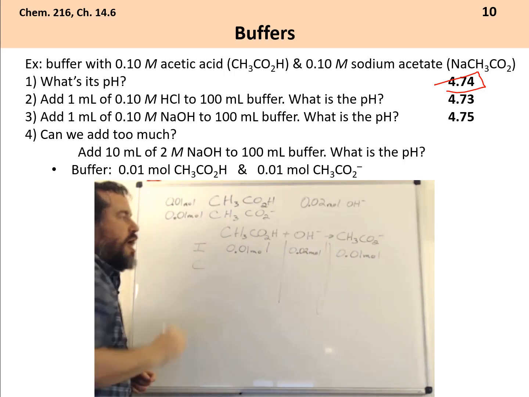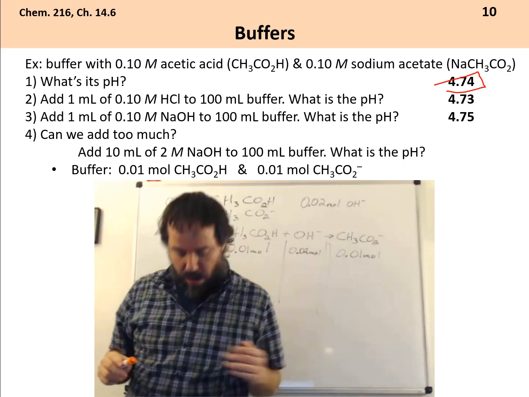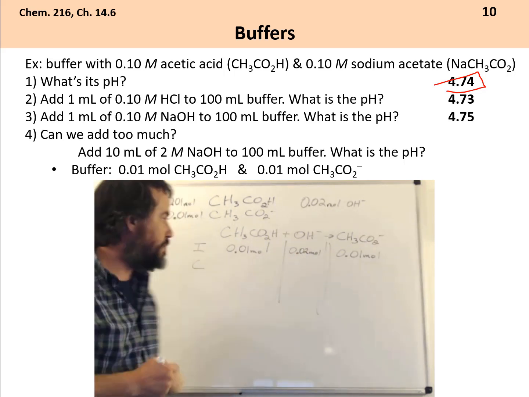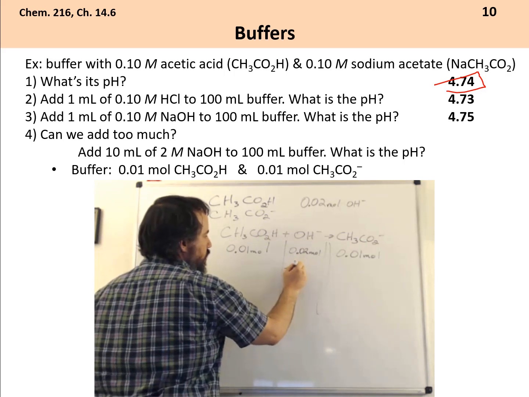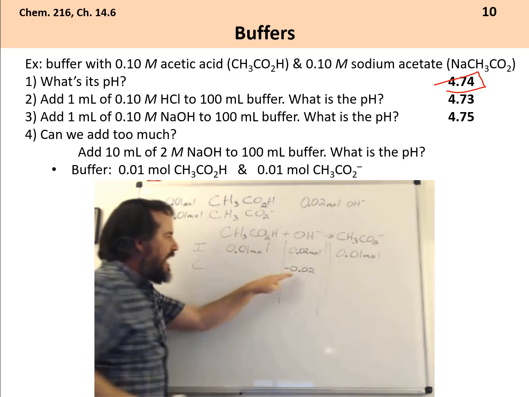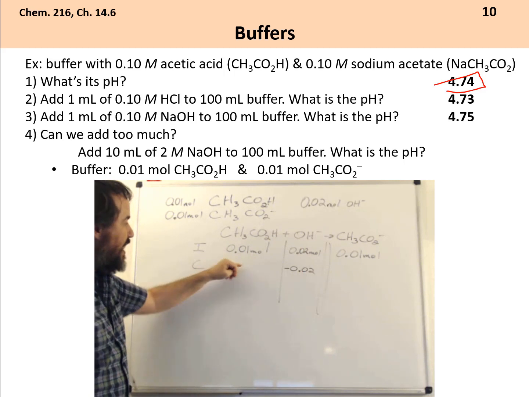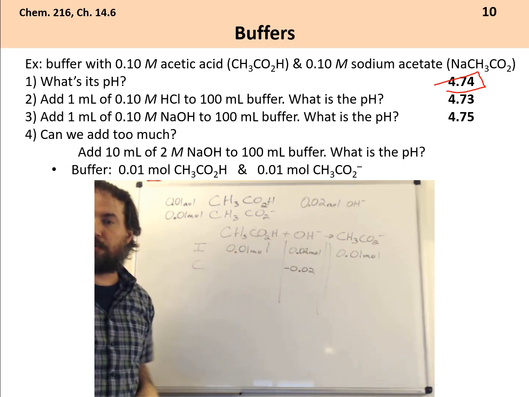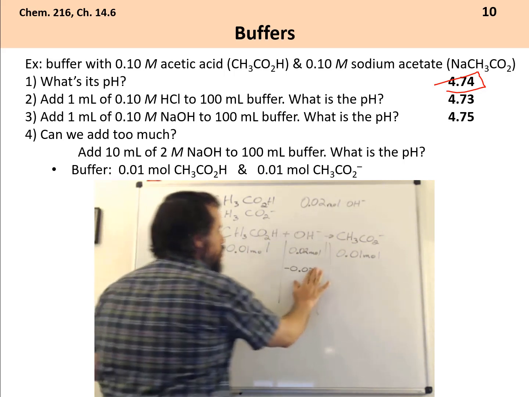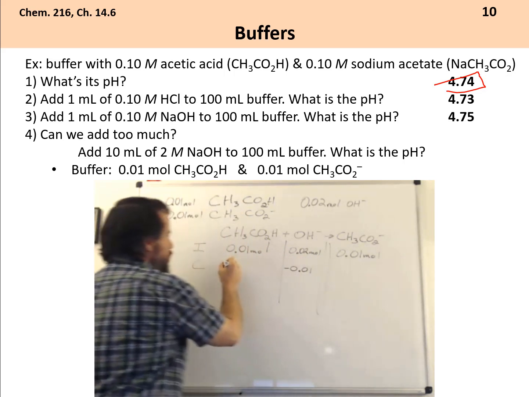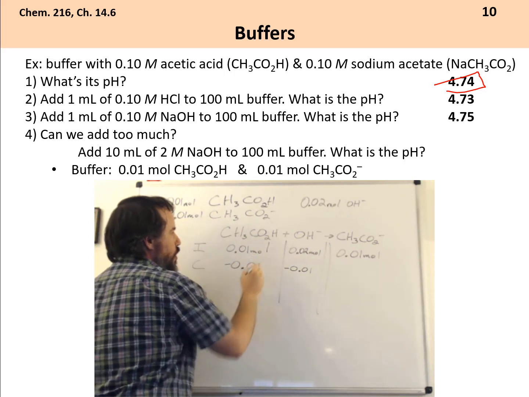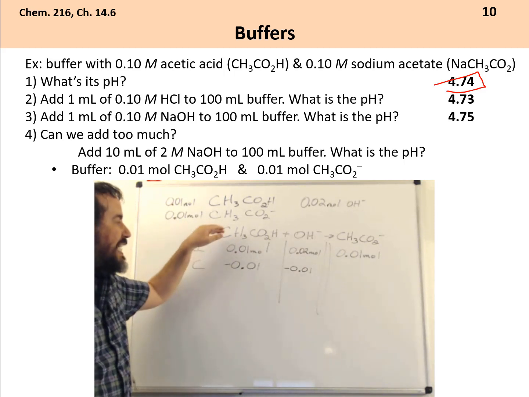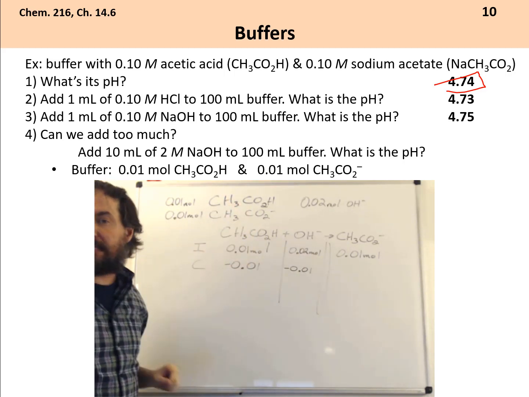Now, if we look at the previous problems, the thing with buffers is they always remove all of the OH minus. Well, in this case, I can't remove all of that because in order for 0.02 moles of this to react, I need to have 0.02 moles of this, but I don't. So only 0.01 mole of my CH3CO2H reacts.